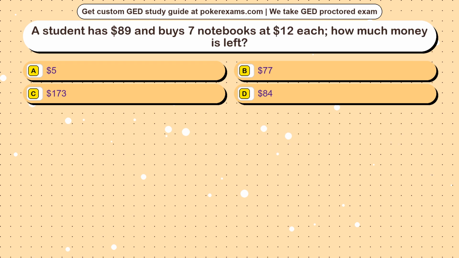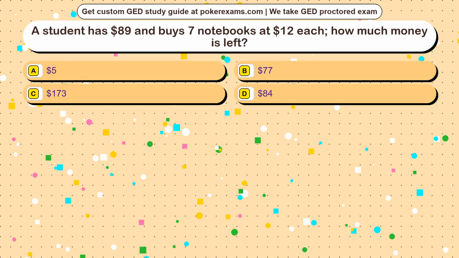Question 20. A student has $89 and buys 7 notebooks at $12 each. How much money is left? Option A, $5. Option B, $77. Option C, $173. Option D, $84.